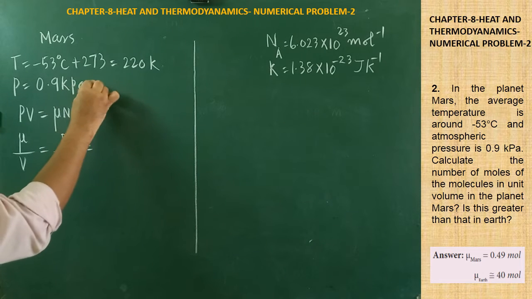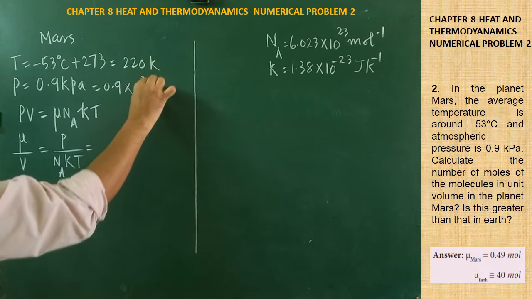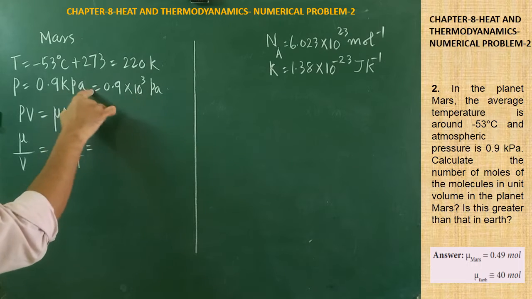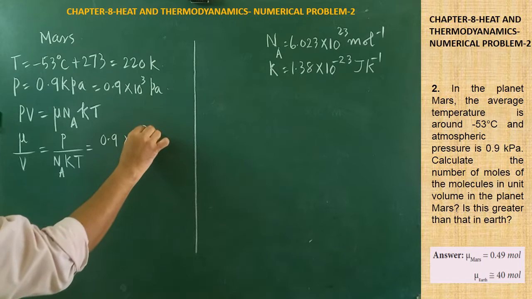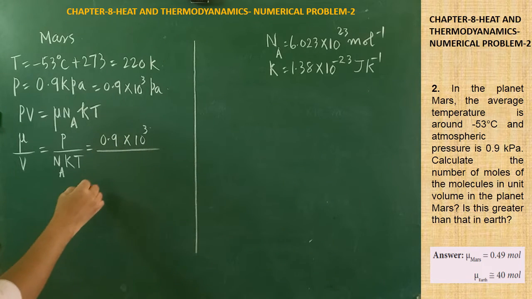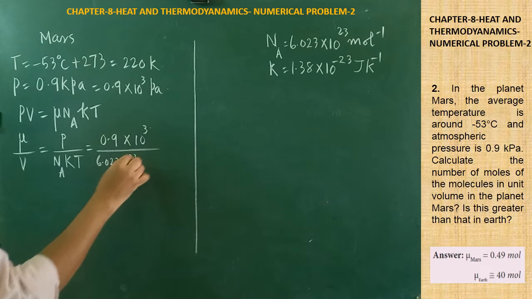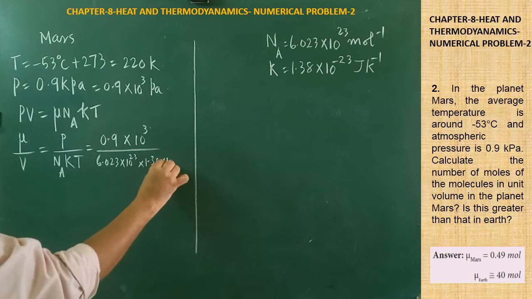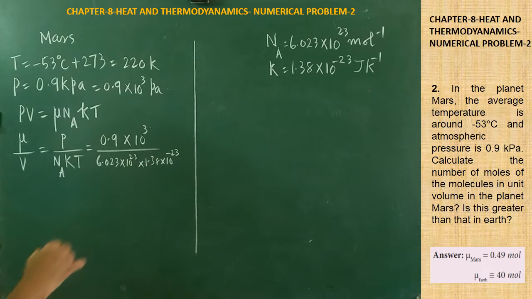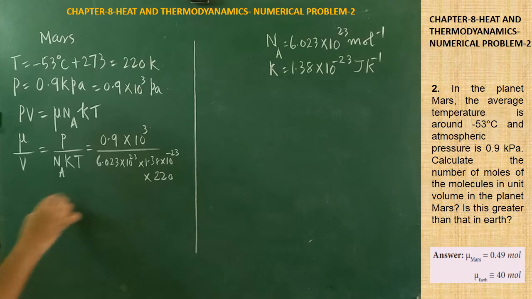Substitute the values. The pressure value is in kilopascal, so 0.9 kilopascal is to be converted into 0.9 into 10 to the power of 3 pascal. That is divided by the Avogadro number, 6.023 into 10 to the power of 23, into Boltzmann's constant 1.38 into 10 to the power of minus 23, into temperature 220 Kelvin. So all are substituted here.